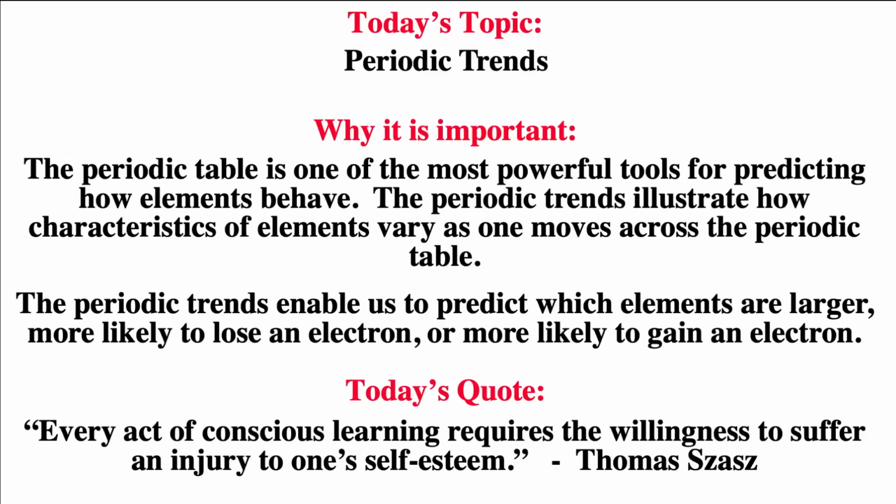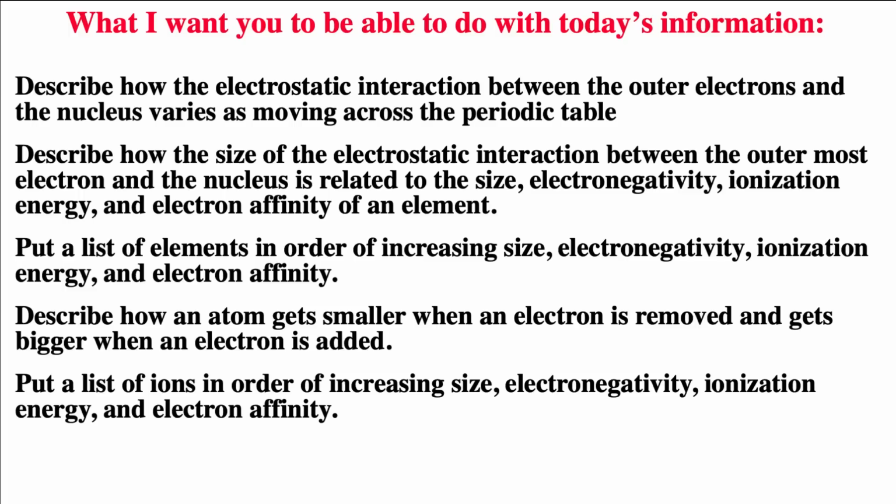The periodic table is one of the most powerful tools for predicting how elements behave. The periodic trends illustrate how characteristics of elements vary as one moves across the periodic table. The periodic trends enable us to predict which elements are larger, more likely to lose an electron, more likely to gain an electron, basically how the different elements react.